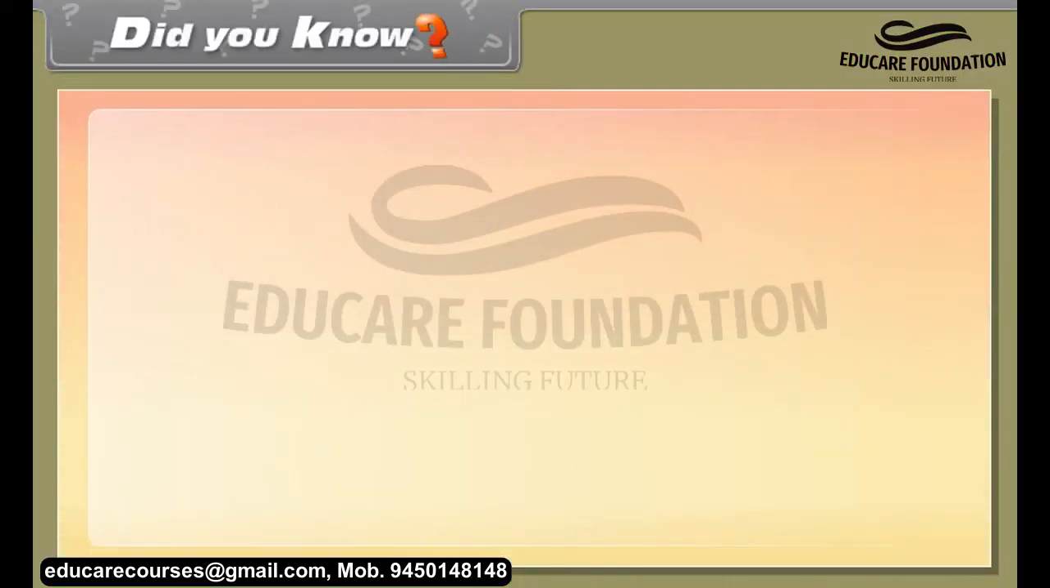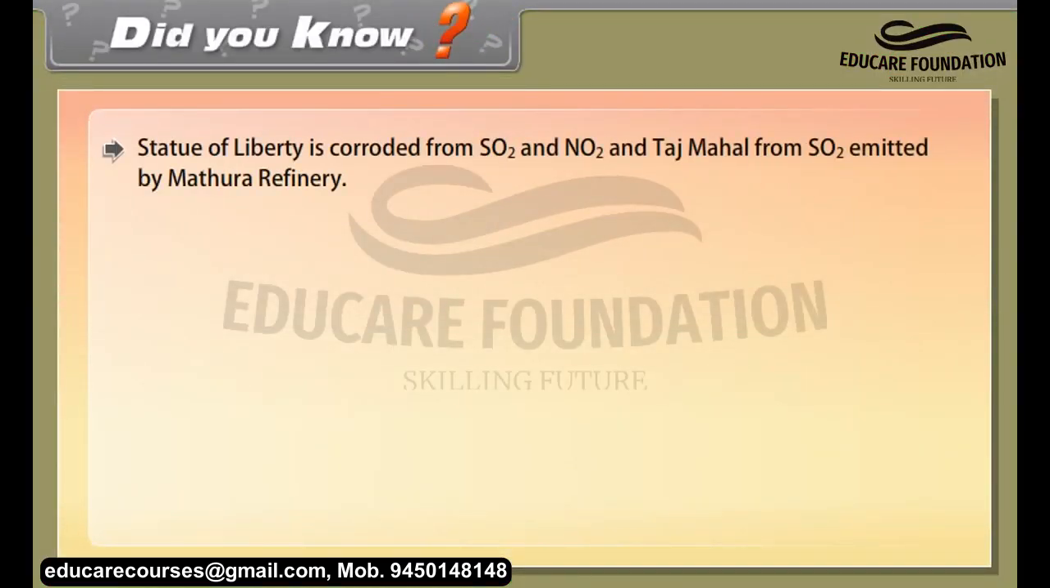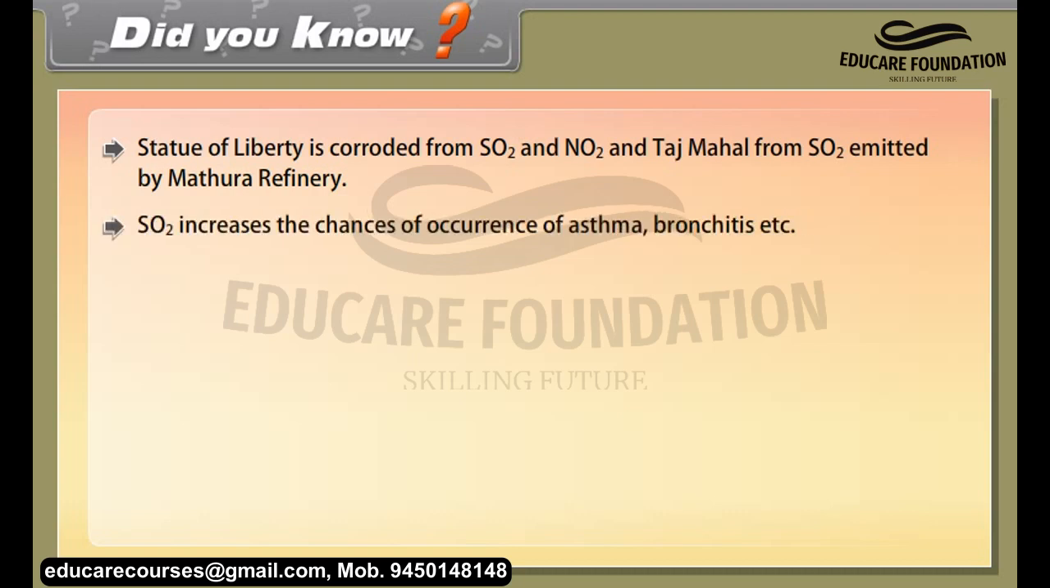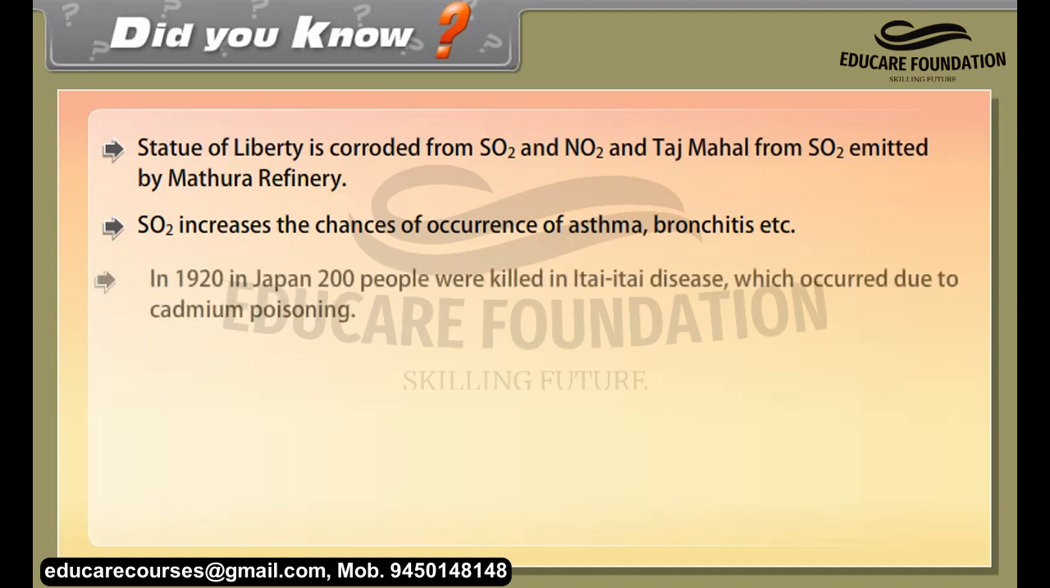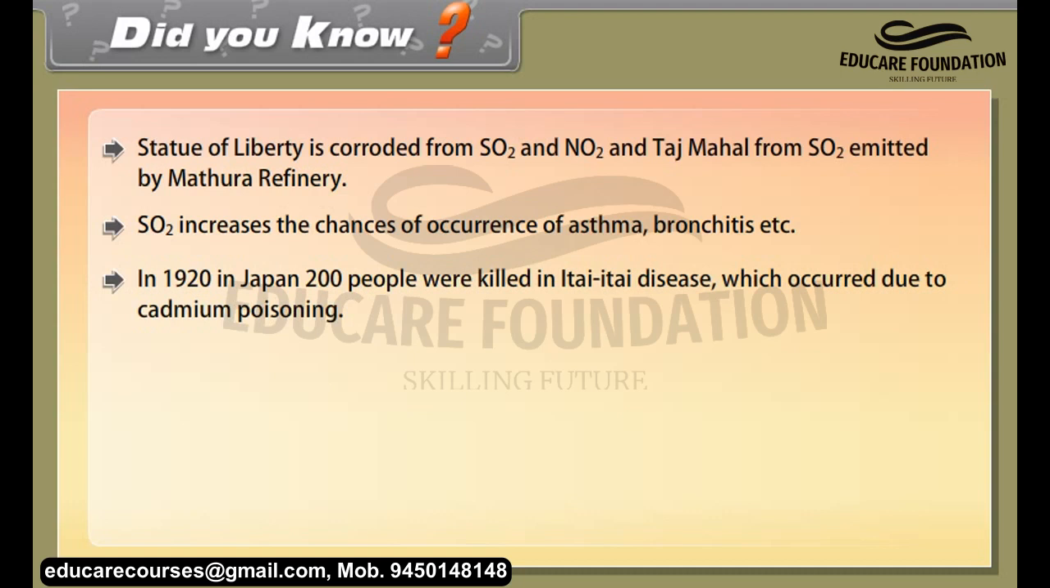Did you know? Statue of Liberty is corroded from SO2 and NO2, and Taj Mahal from SO2 emitted by Mathura refinery. SO2 increases the chances of occurrence of asthma, bronchitis, etc. In 1920 in Japan, 200 people were killed in Itai disease, which occurred due to cadmium poisoning.